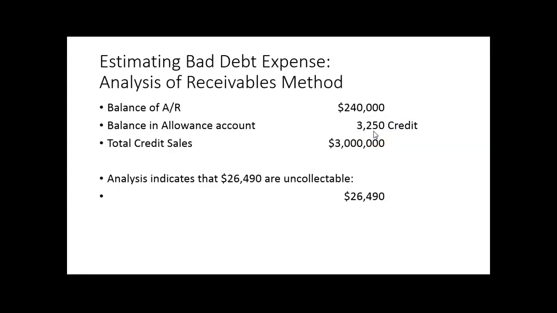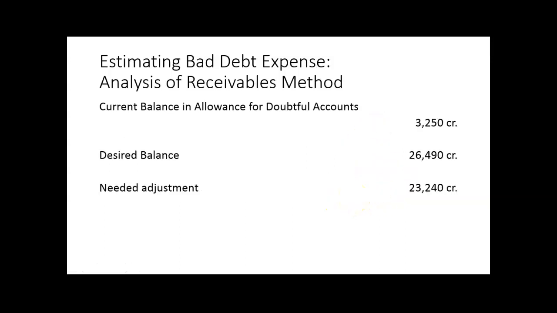As I mentioned in class, the balance in the allowance account could be a debit, and it gets hopefully pretty close to the line, but it could be a debit of $3,000, in which case we'd have to get $26,490 as a credit from a debit of say $3,250. Then I'm going to have to put in about $29,000 to $30,000, whatever that number is, to get there. So that leaves us with a current balance in the allowance for doubtful accounts before the adjustment of $3,250 credit. We want a balance of $26,490 credit.